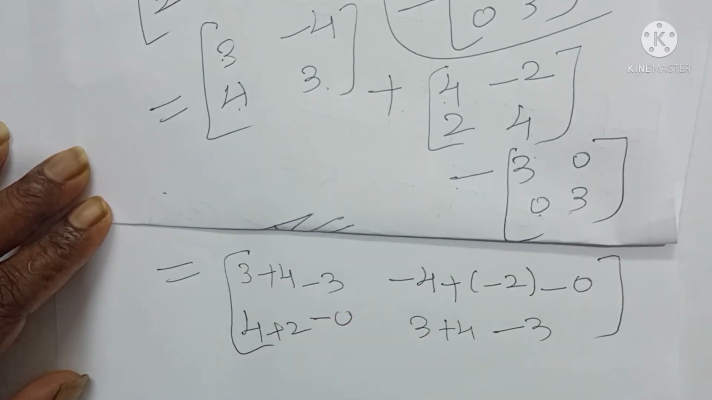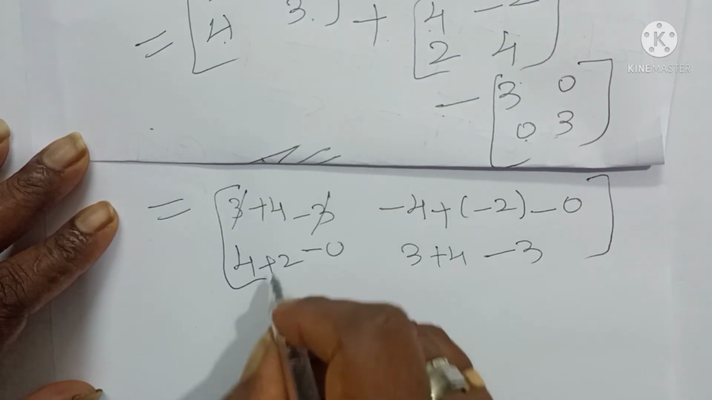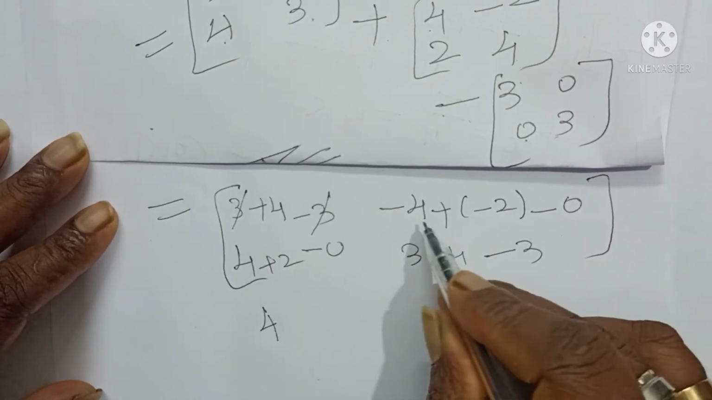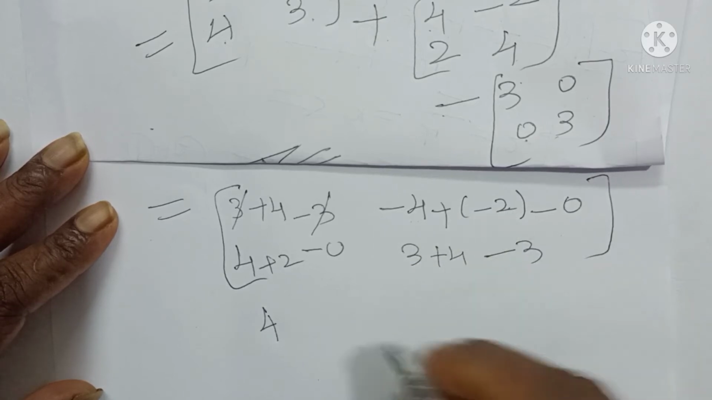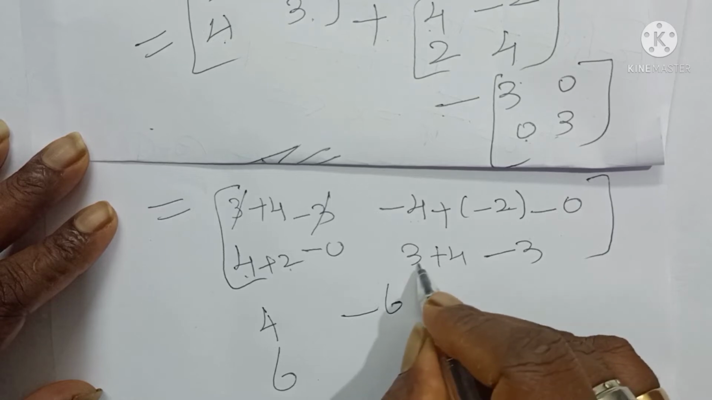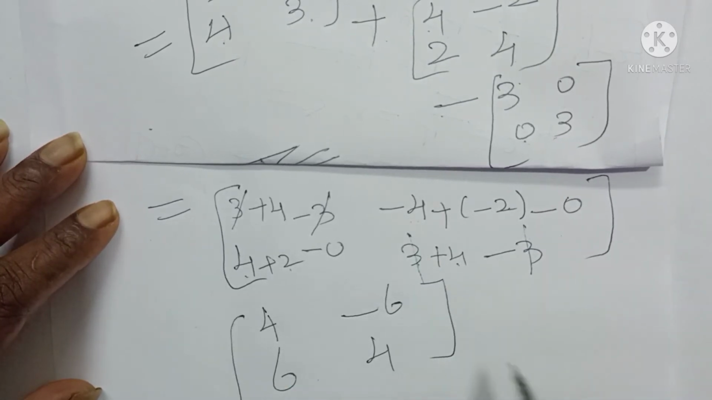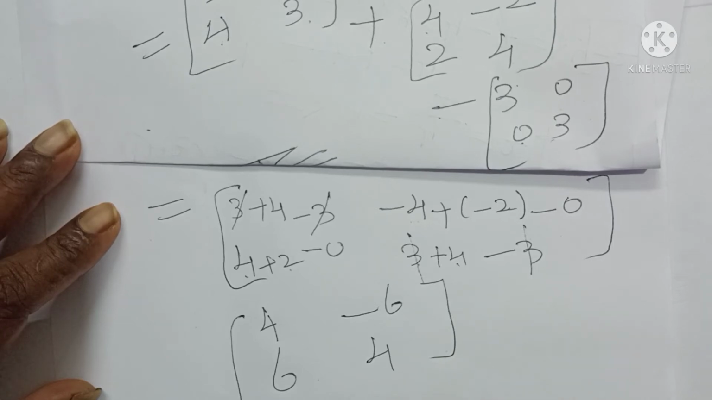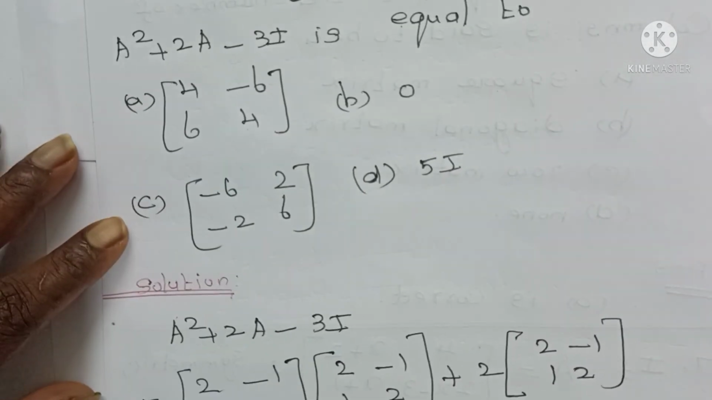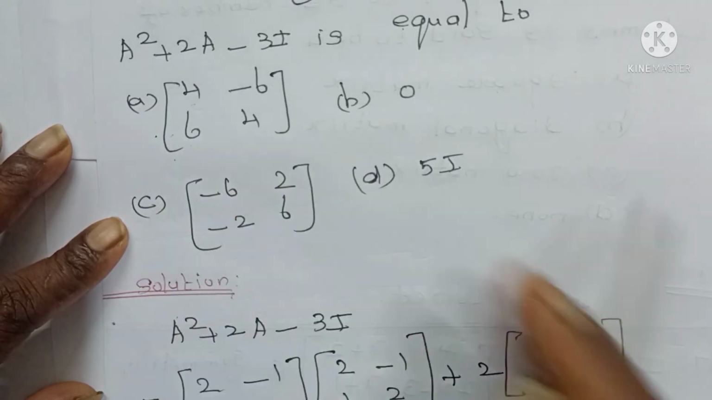Then you have to simplify this one. Here 3 and 3 minus 3. Then here 4. What is minus 4 minus 2? Minus 6. Here 4 plus 2, 6. Here 3 and 3 cancel. Here 4. So what is the answer? 4, minus 6, 6, 4. So what is the correct option? Option A is correct. 4 minus 6, 6 and 4.